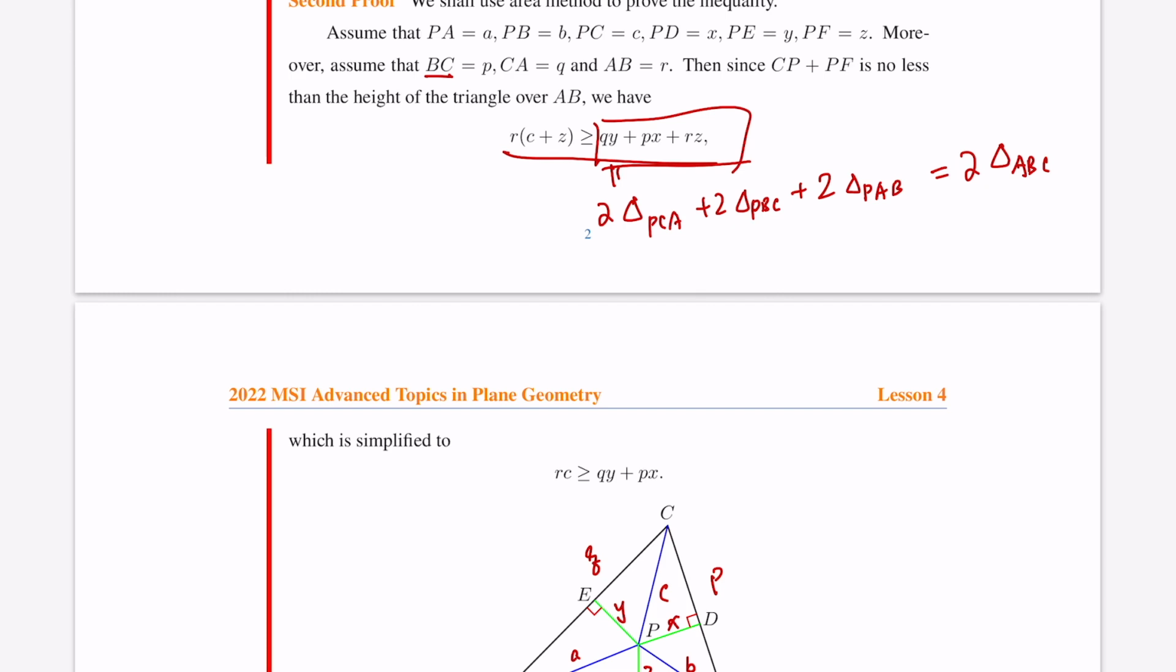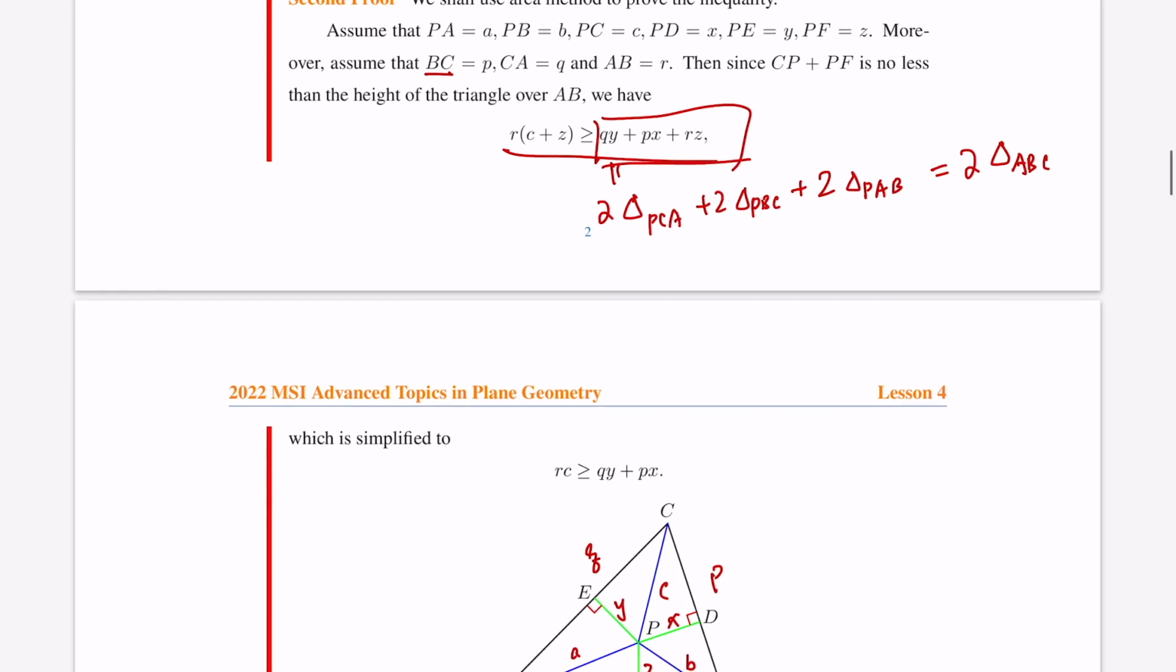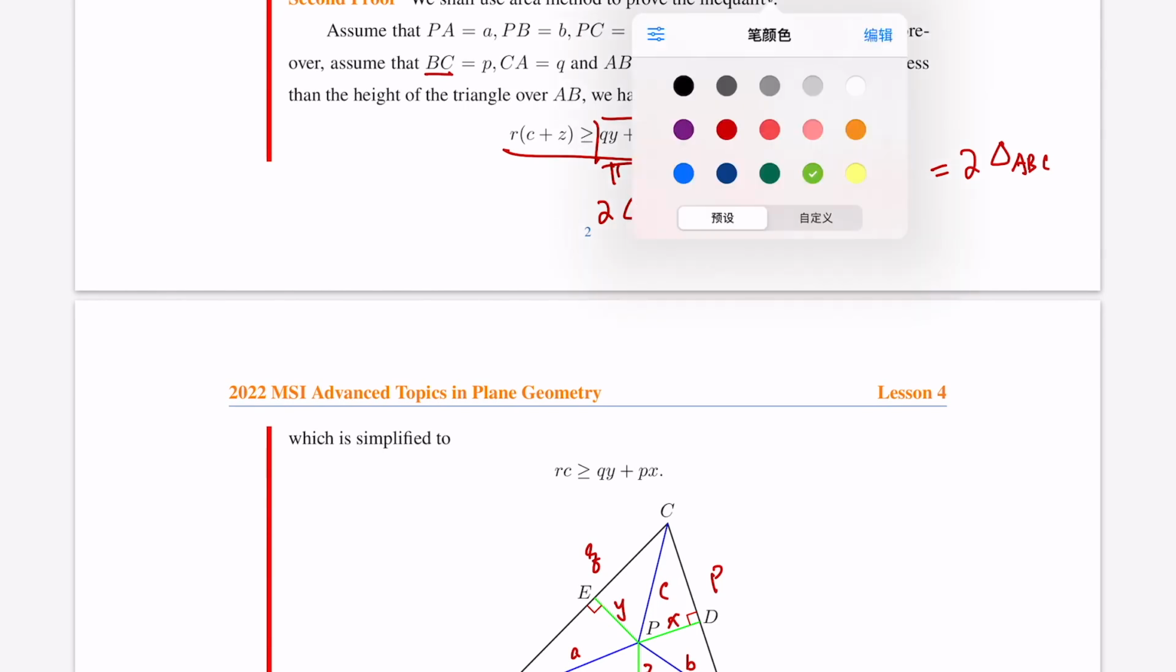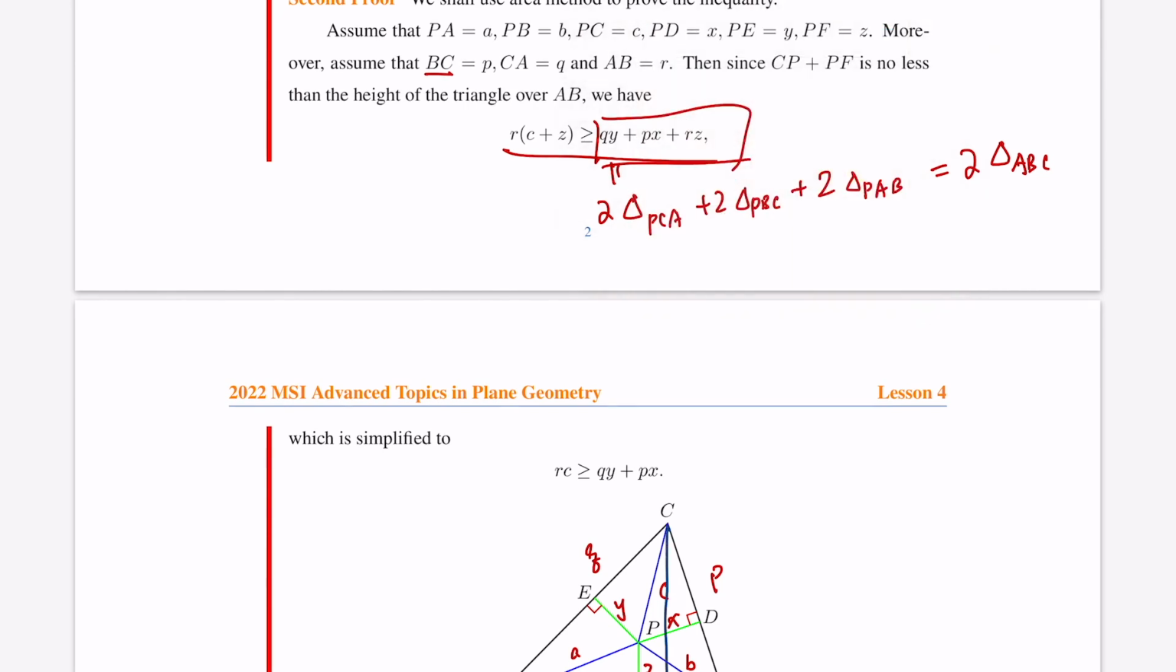On the left-hand side, start with R and C plus Z. We will see that C plus Z will always be bigger than or equal to the height, because the height is the shortest distance from C to AB, and if you go from C to P and P to F, that's a broken line, which should be longer. So this tells us that C plus Z is bigger than H.